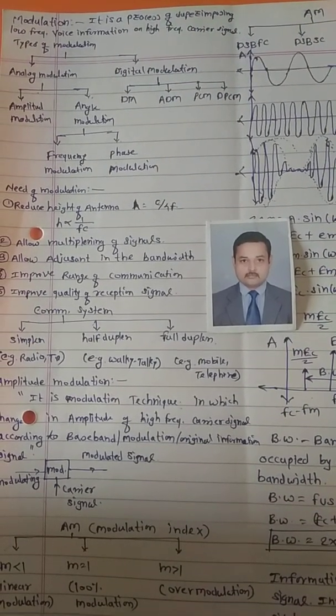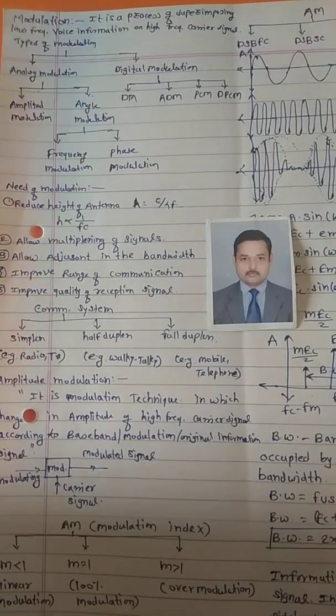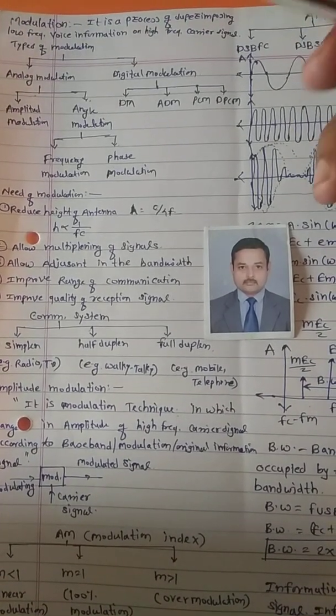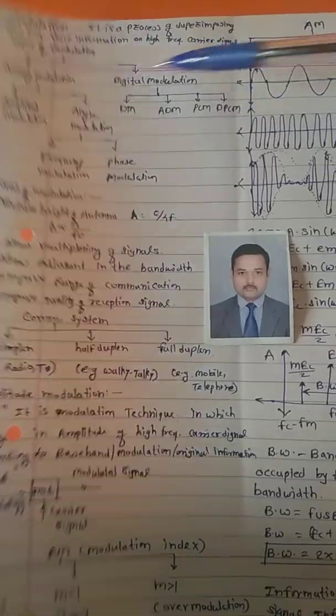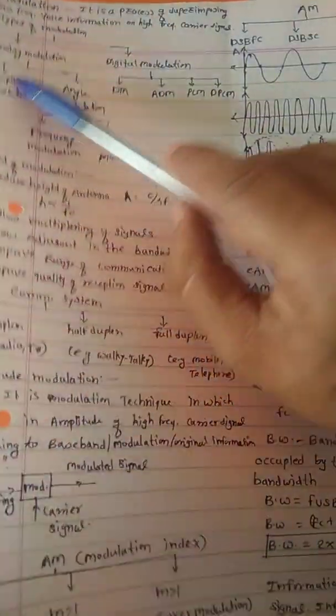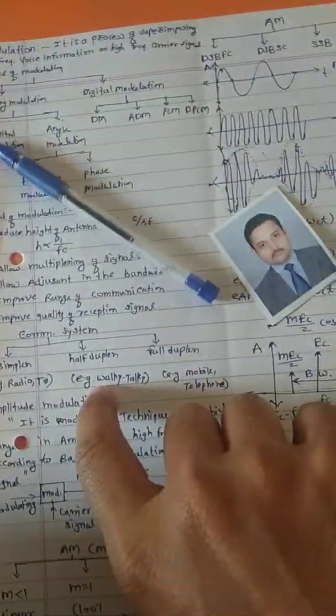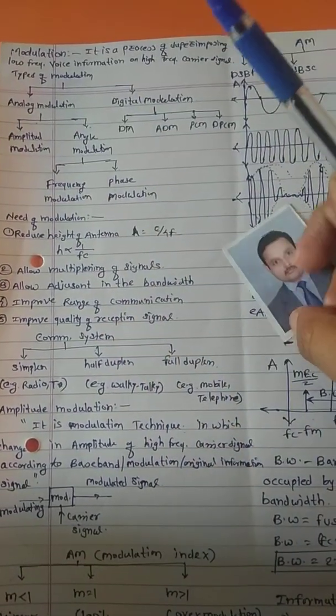So we have seen modulation. It's the process of superimposing low frequency voice information on a high frequency carrier signal, and that is called modulation. In modulation, it is classified into two categories: one is analog modulation and the other is digital modulation.